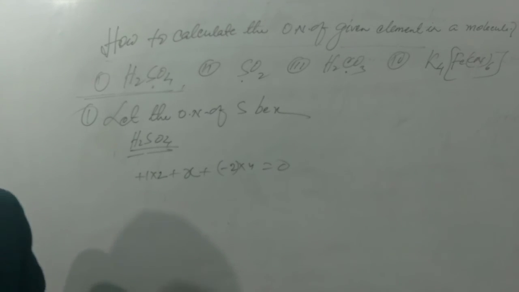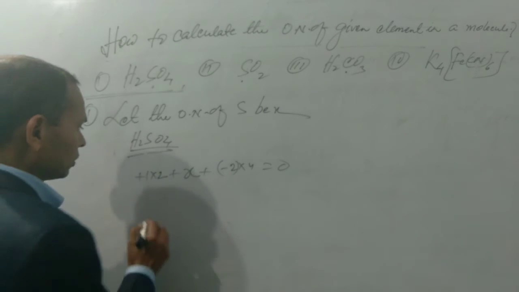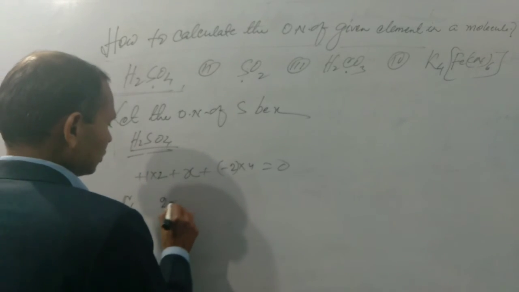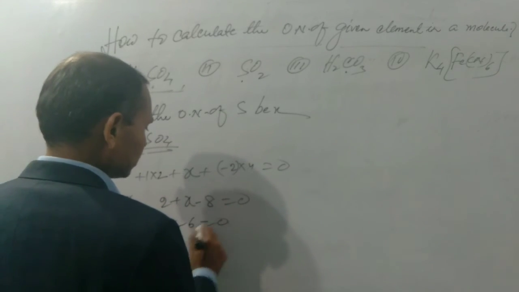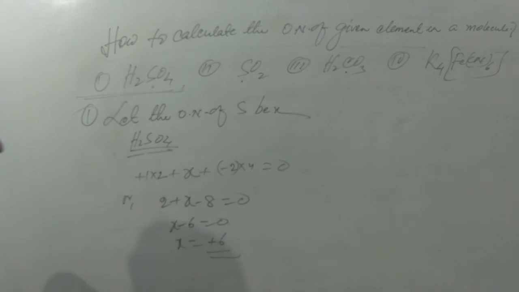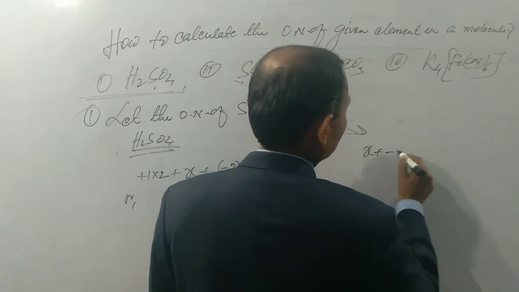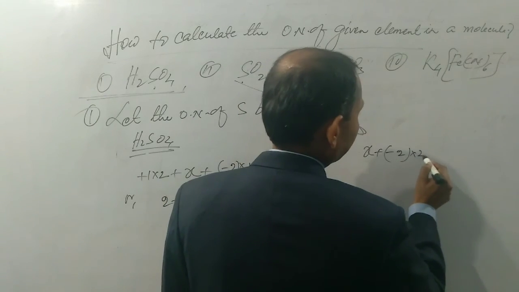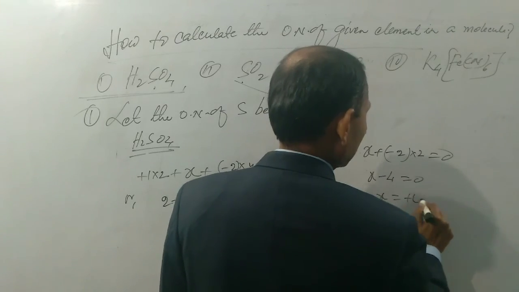And the last rule tells us the sum of the oxidation numbers of different elements in a molecule is found to be 0. So, the total will be 0. 2 plus X minus 8 equals 0, X minus 6 equals 0, X equals +6. So, the oxidation number of sulfur is +6 in sulfuric acid. Similarly, in this compound, the oxidation number of sulfur is +4.